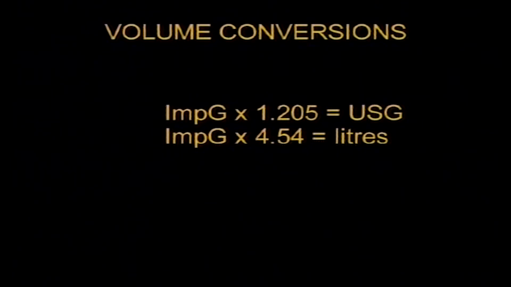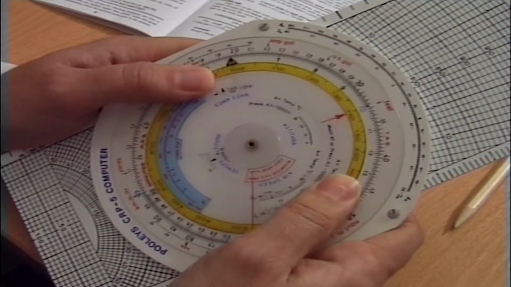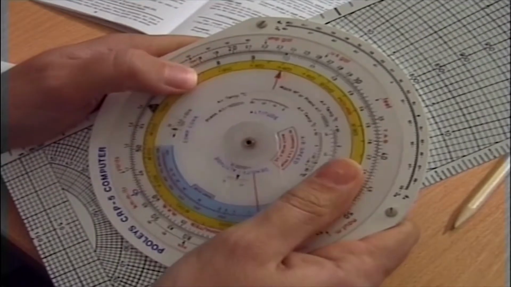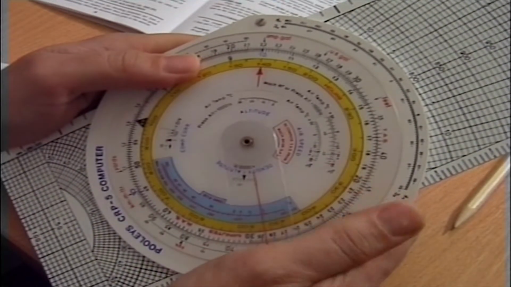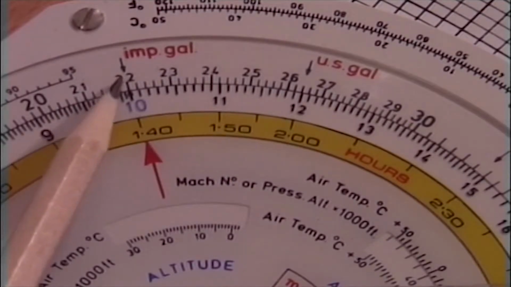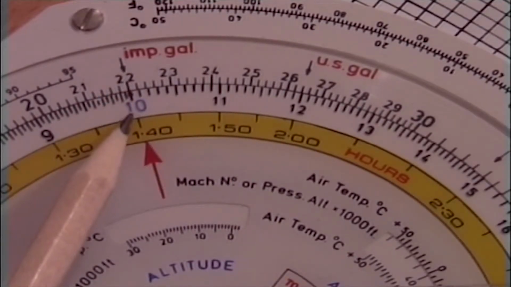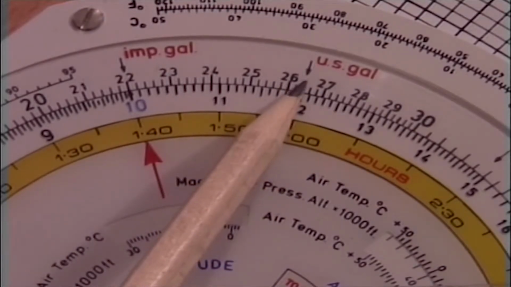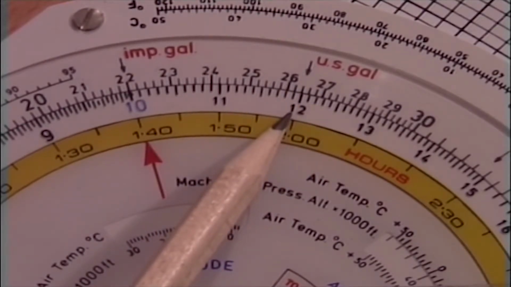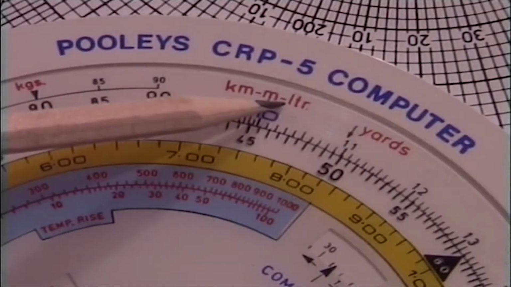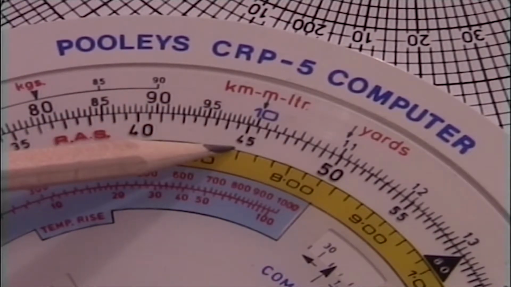Important volume conversions to learn are: imperial gallons multiplied by 1.205 equals US gallons, and imperial gallons multiplied by 4.54 equals litres. This can also be shown on the CRP-5 by lining up the 10 on the inner scale with the red imperial gallon datum on the outer scale. Underneath the red US gallon datum on the outer scale may be read 1.2 on the inner scale. Without changing anything, underneath the red kilometres, metres, litres datum may be read 4.54.